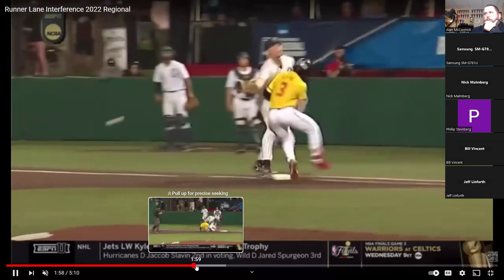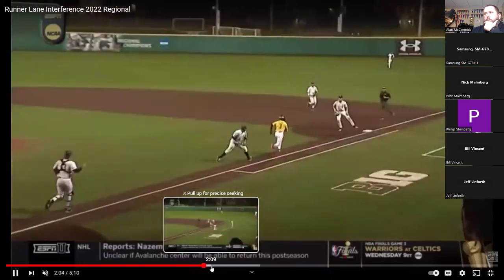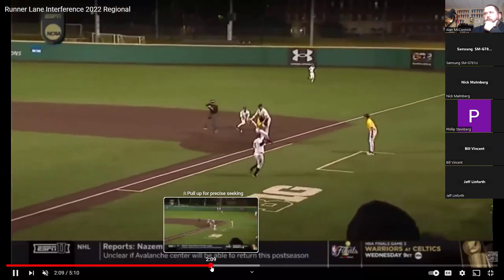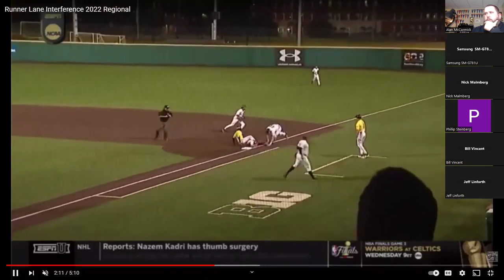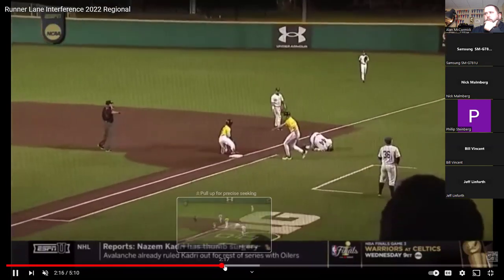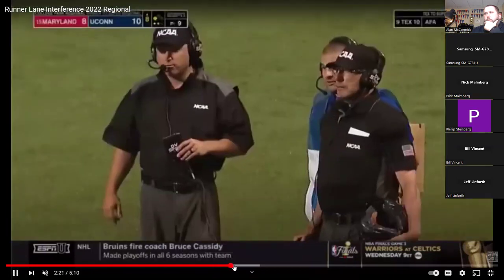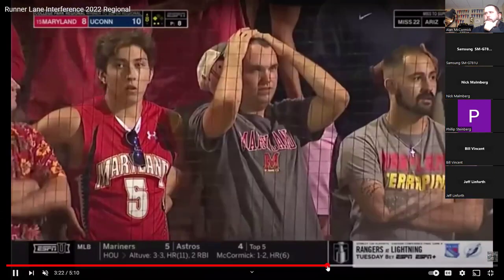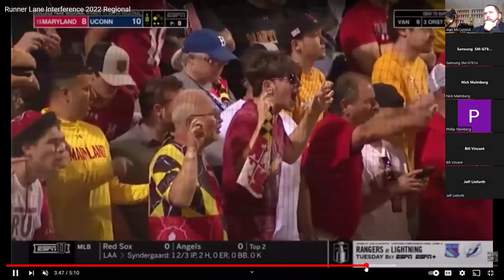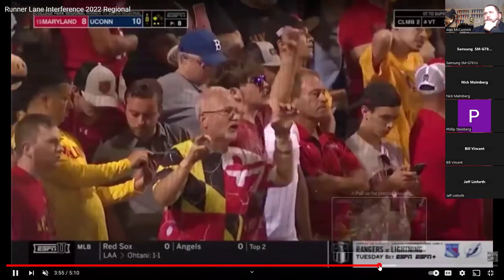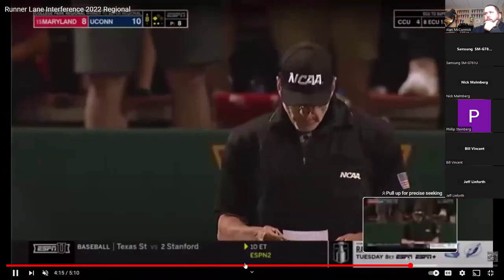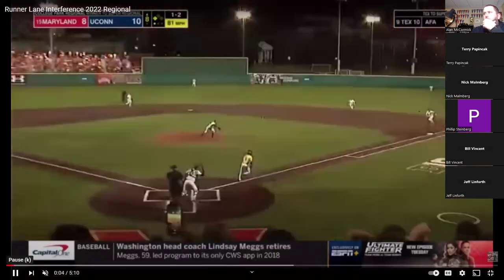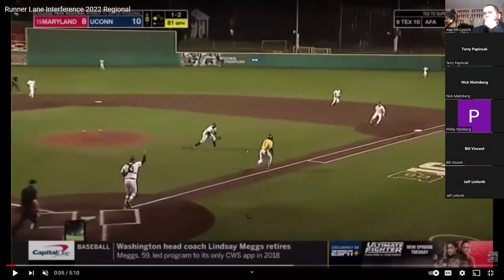As soon as the ball's hit, watch the home plate umpire. Watch the footwork. Let's see what they call on this. To me, it looks like the runner at the last minute veers into the first baseman. Right, so if you look at this, well, I guess it doesn't matter where he is.